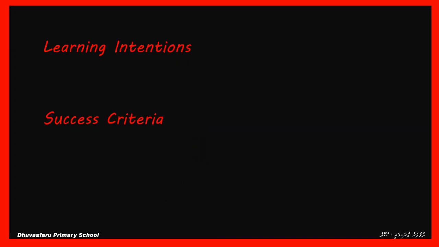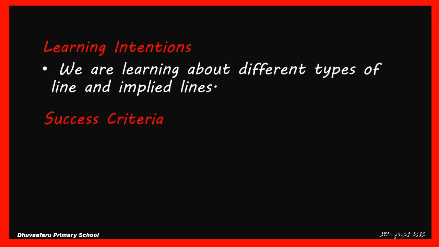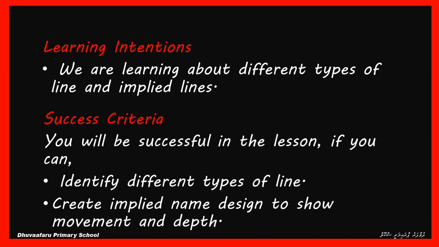Students, now I am going to share with you the learning intention and success criteria of today's lesson. Our learning intention is that today we are going to learn about different types of lines and implied lines. The success criteria for today's lesson is that you will be successful if you can identify different types of lines and create an implied line design to show movement and depth.